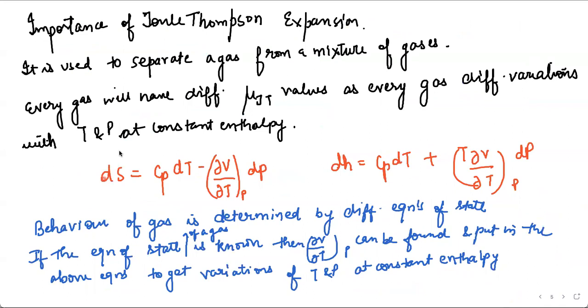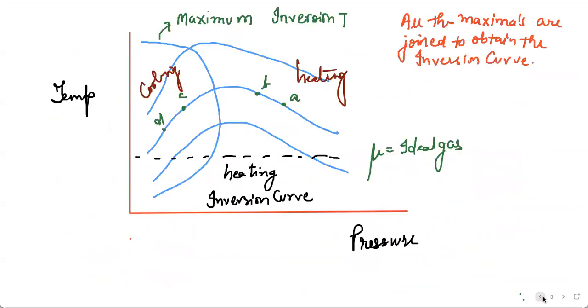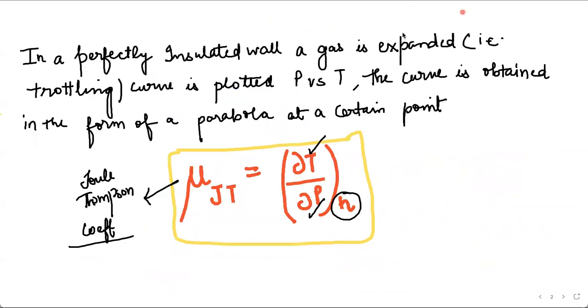The behavior of gas is determined by the equations of state. Now, if the equation of state is known, we can find del V by del T at constant pressure, that is, the variation of volume with respect to temperature at constant pressure. Then we can substitute these values here, and get the variations of temperature and pressure at constant enthalpy. So this is the basic Joule-Thomson coefficient which you need to know for your semester exams or for the basic knowledge of the Joule-Thomson expansion.